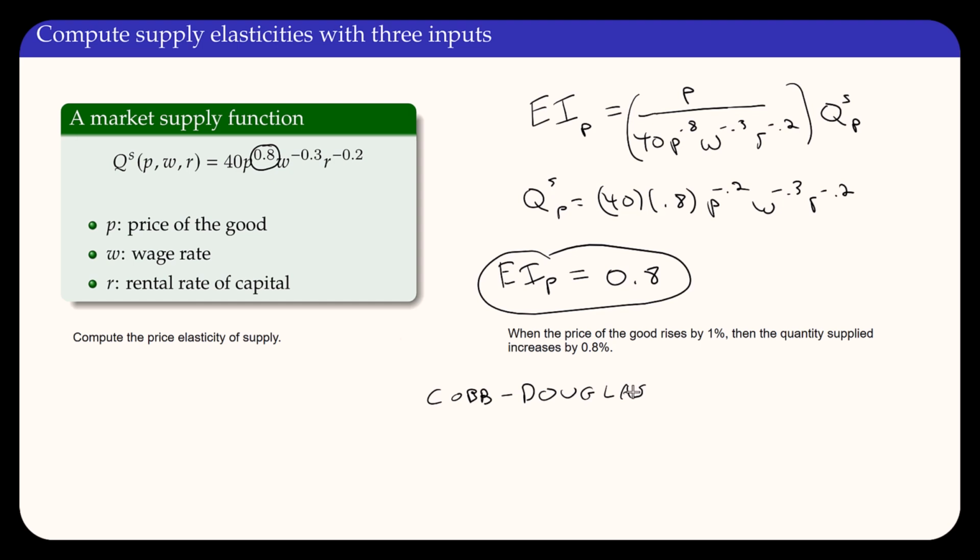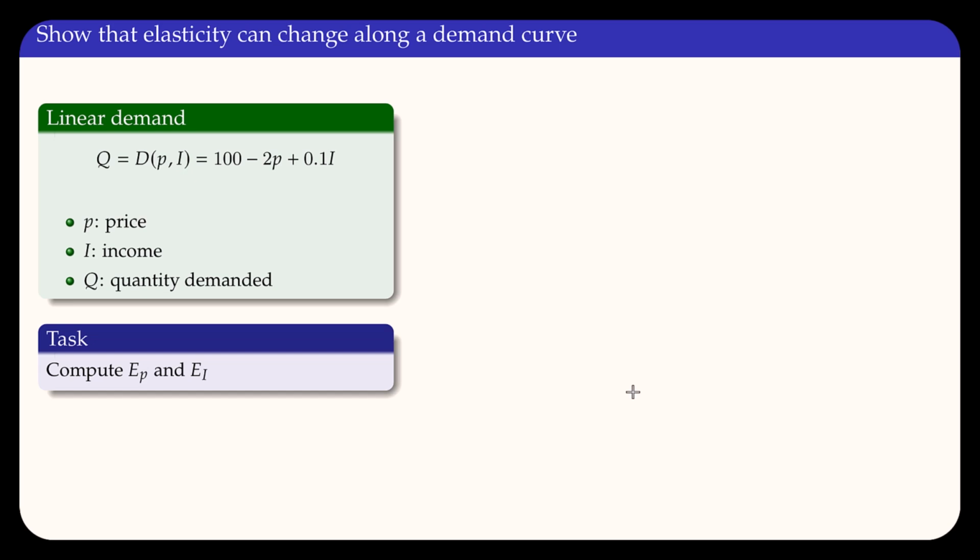Let's try another example. Here we have linear demand. So we've got quantity demanded as a function of price and income. And the equation is 100 minus 2 times P plus 0.1 times I, where P is price, I is income. And the function is going to determine quantity demanded. We're asked to compute our price elasticity of demand. The partial derivative of quantity demanded with respect to price, I get negative 2.